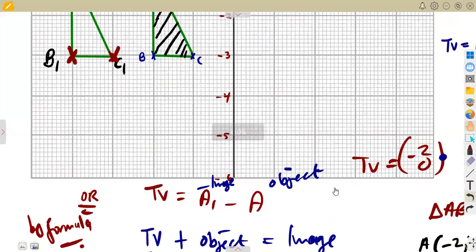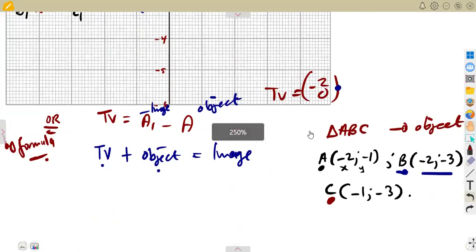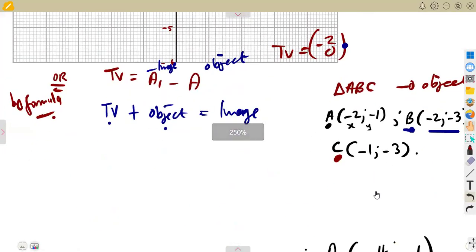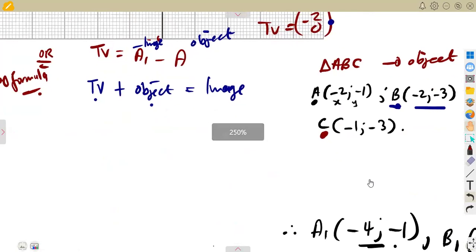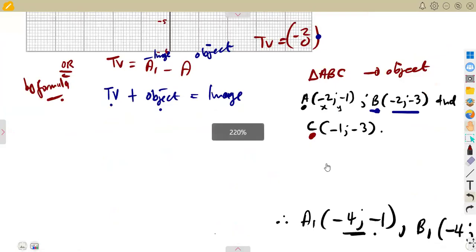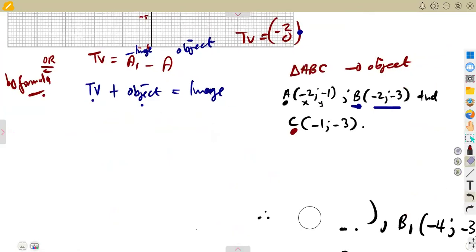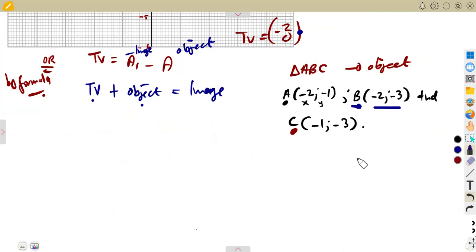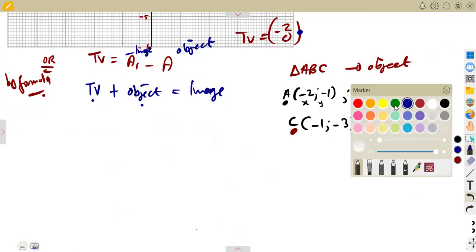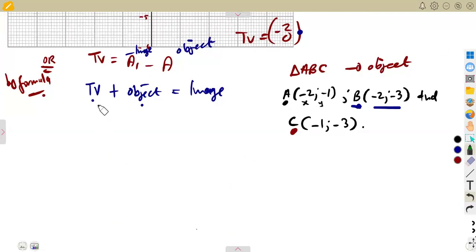So if you consider that you are going to calculate A1 separately, B1 separately, yes, you can do that. But you can also do it simply like this. You must just put it in mind that I want to draw the image. So I need the image of A, the image of B, the image of C. Since the formula is the image is translation vector plus object, you can just write your images like this: the image A1, the image B1, the image C1.